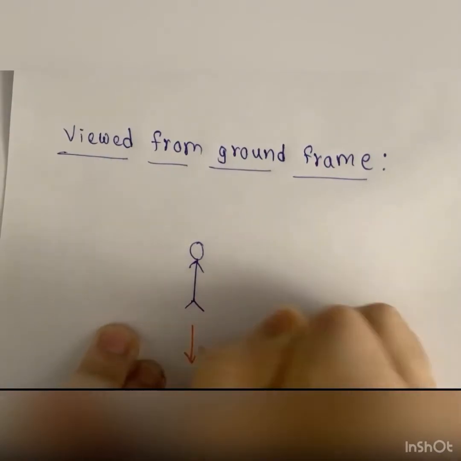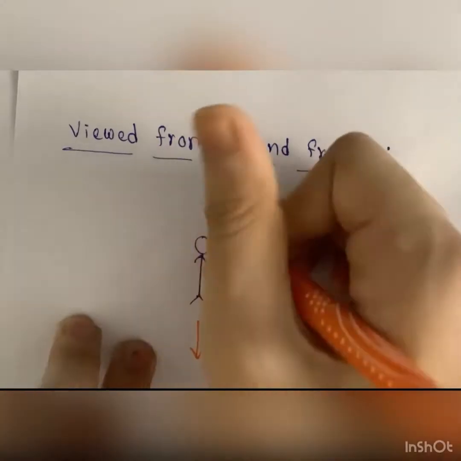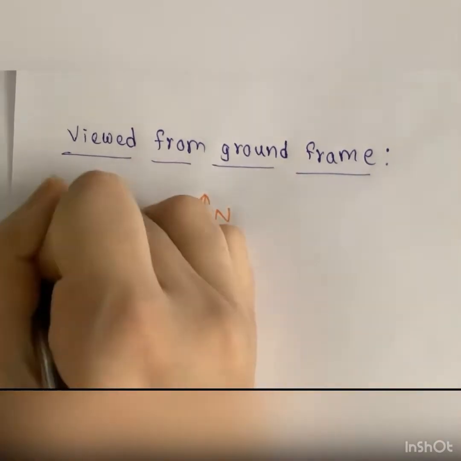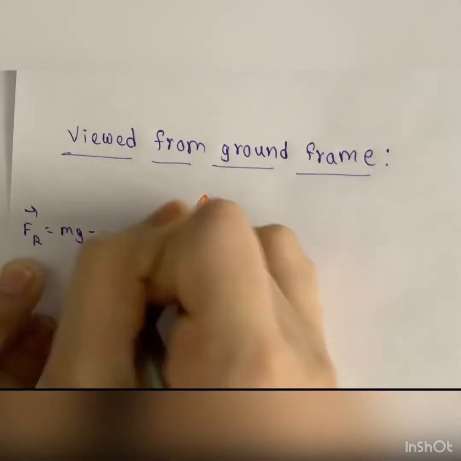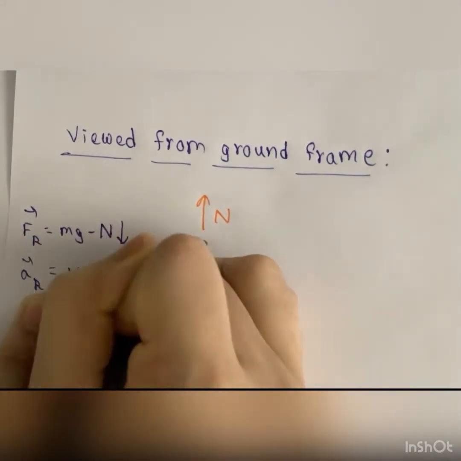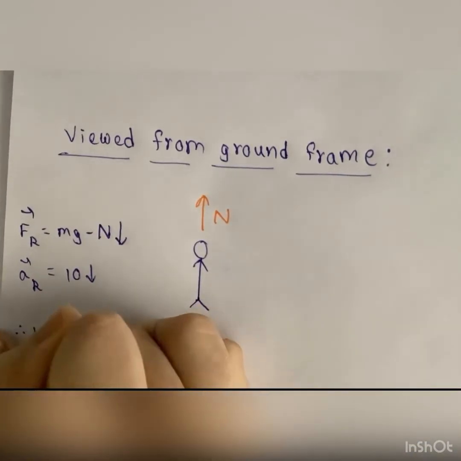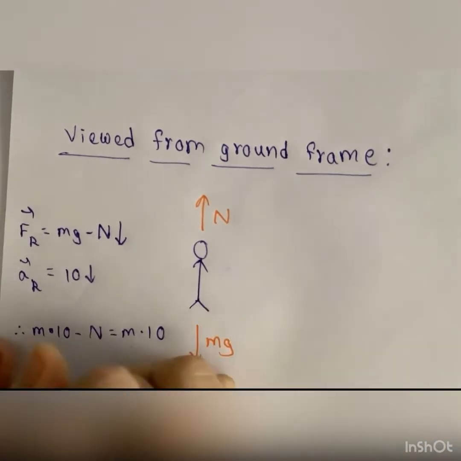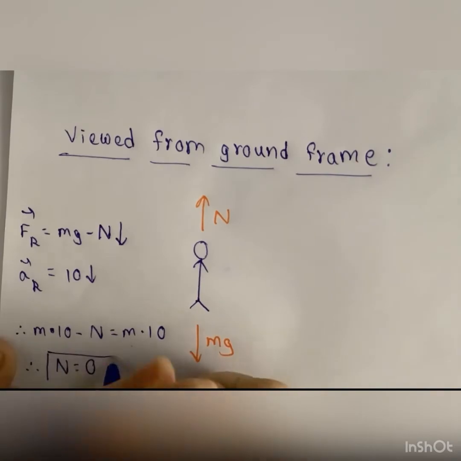Also, the resultant acceleration, denoted by a sub r, as we have assumed, is 10 meters per second squared. So, by using Newton's second law, that is, the resultant force equals mass times resultant acceleration, we can write that mg minus normal is equal to 10m. By solving, we get the value of normal to be 0 newtons.